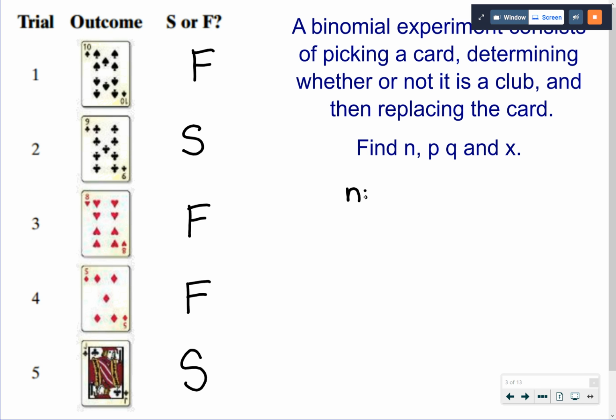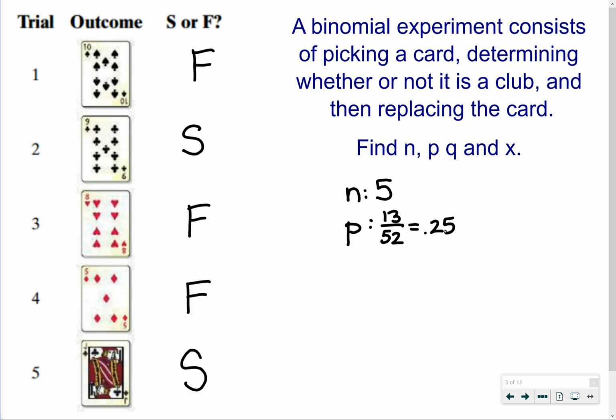All right, find N, P, Q, and X. N is the number of trials that were run. How many trials were run here? 5. P is the probability of success on each trial. So every time I pick a card, what is the probability that I will get a club? 13 out of 52, which as a decimal is 1/4, 0.25.